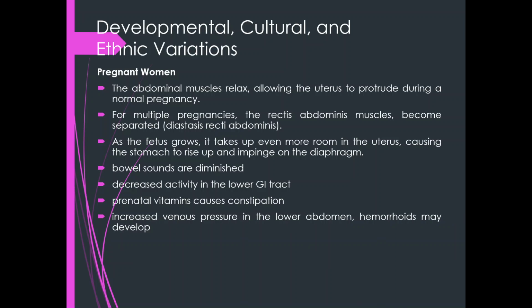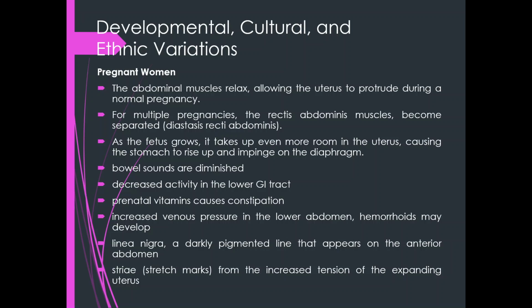There is increased venous pressure in the lower abdomen. Hemorrhoids may also develop following constipation. Then linea nigra, a darkly pigmented line, appears on the anterior abdomen from the umbilicus down. It starts to appear. There are also striae from the increased tension of the expanding uterus.